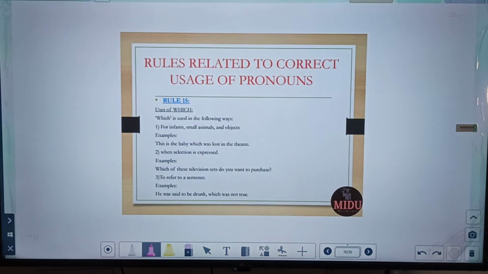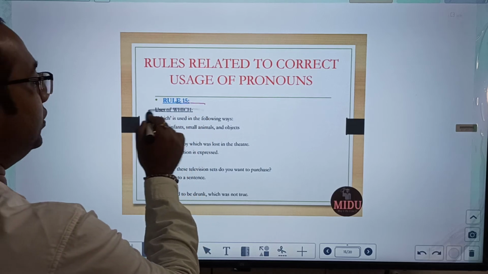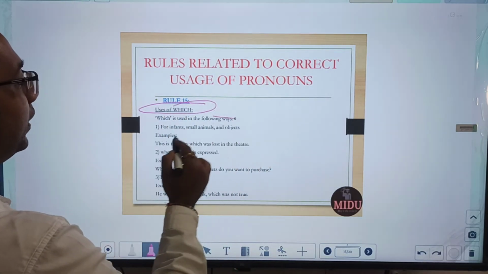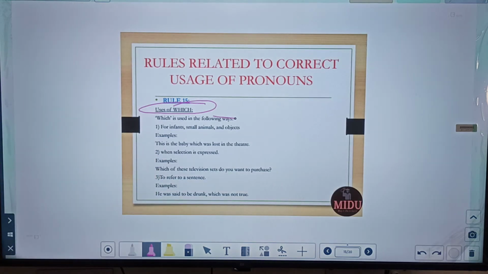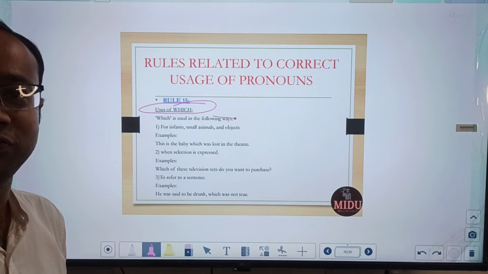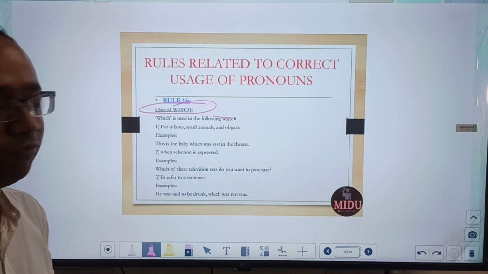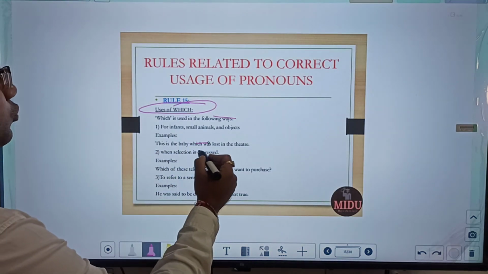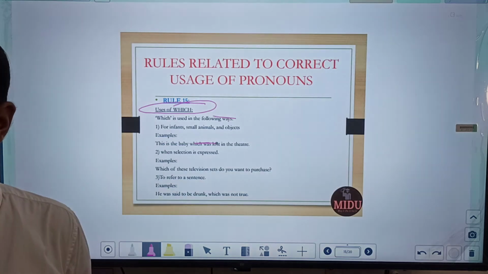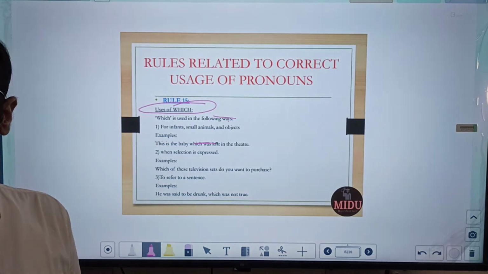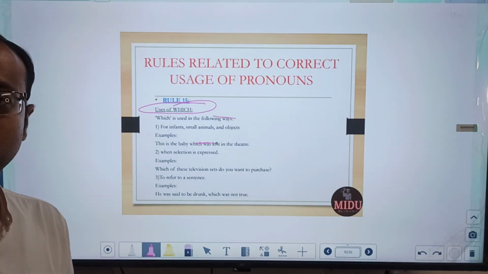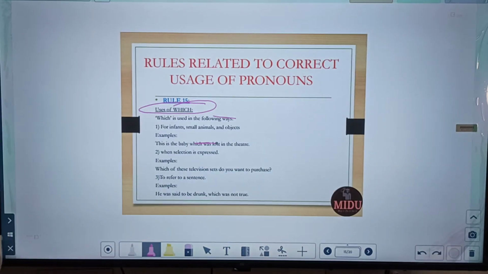Next rule. Some important uses of which. So, which is used where? For infants, small animals and objects. For infants, we don't use who, we use which. So if we are referring to an infant, this is the baby which was lost in the theater. In this case, we will use which. Otherwise, normally for persons we use who. If it is a boy or girl, we will use who, but for an infant we usually use which.